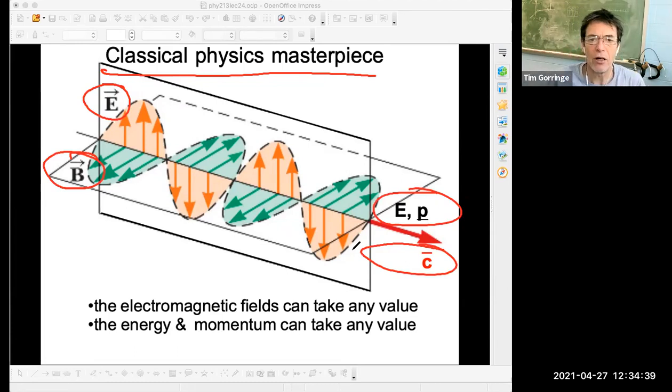Now, in that picture of light, or electromagnetic waves, although there are relations between the amplitudes of the electric fields and magnetic fields, and relations between the energy and the momentum carried by the electromagnetic fields, in classical physics the electric and magnetic fields can take any values, and the energy and momenta can take any values. And that's what's going to break down in quantum physics. That's what's going to be no longer true. In quantum physics, the electric and magnetic fields I'm sketching come in packets, or quanta, and the energy and momentum transfer I'm sketching comes in packets, or quanta. And so that's the big revolution that's happening.